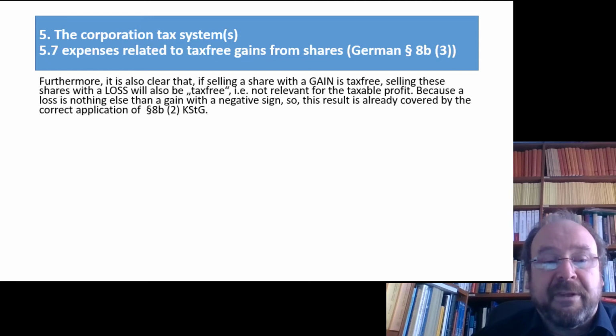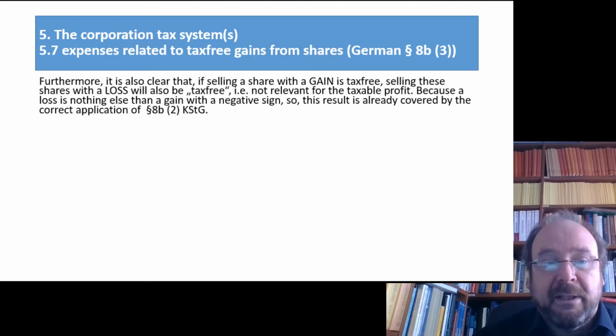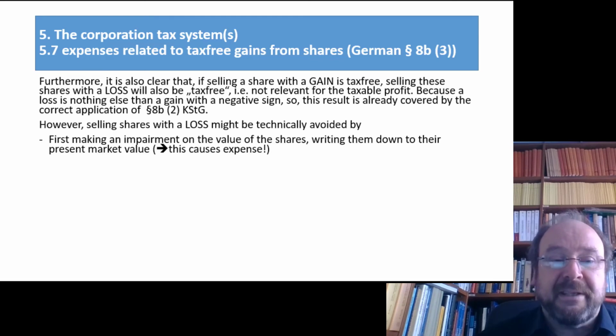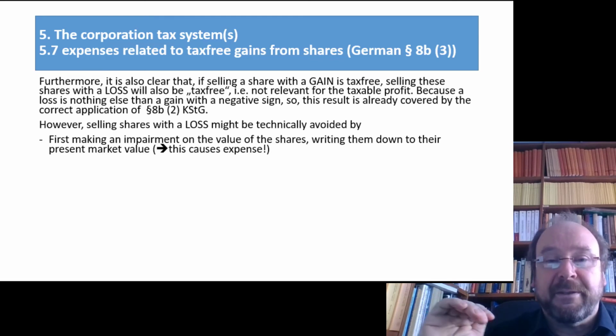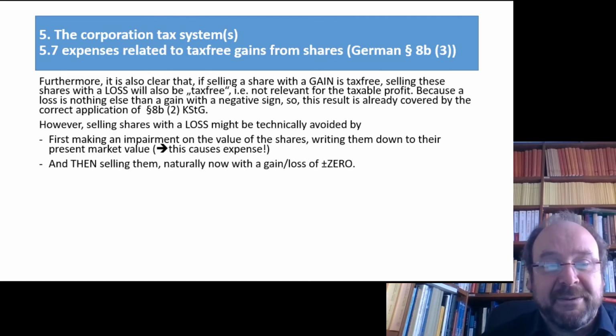Yeah, good. Furthermore, which other things do you need to know? If selling a share with a gain is tax-free, then naturally, if the gain is a loss, it's also tax-free, so not deductible. That is clear. Now, technically, you can avoid a loss, selling something by a loss, always if you are good in bookkeeping. You first just make an impairment, so you write down the book value to the present market value. Then you have impairment expense, and then you sell at a gain of plus minus 0.